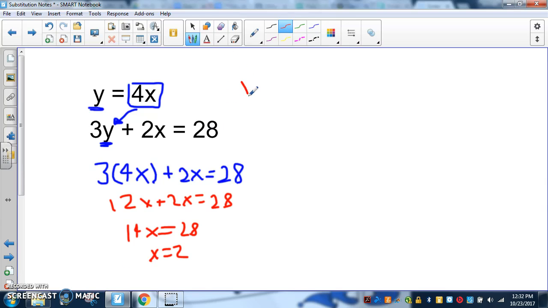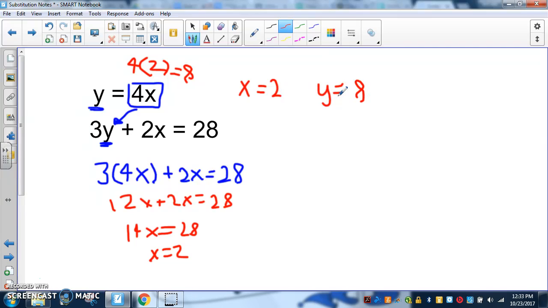We always need two answers because we have two variables. So if x is 2, how would we find y? Well, the nice thing about substitution is I already defined y as 4x. If you look up here, y is 4x. So if x is 2, what's 4 times 2? The answer to that is 8, and that is exactly what y is. So x is 2, y is 8.